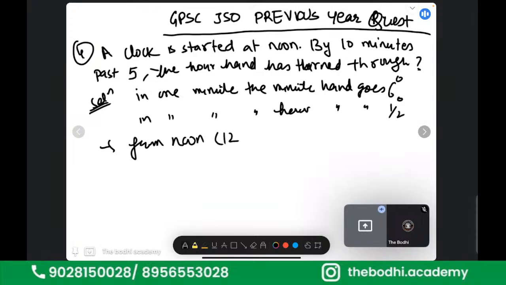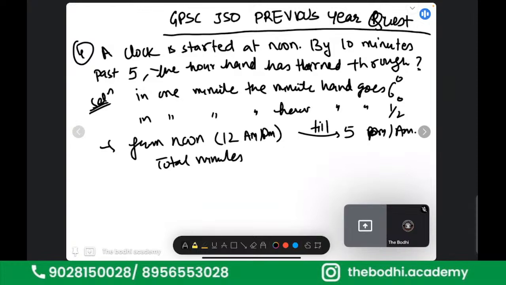noon is what? 12. Exactly at 12 a.m. you say, p.m. you say, doesn't matter. Exactly at 12 till 5 p.m. you say, a.m. you say, it doesn't matter. Till 5, total minutes are how much? 5, then 10, then 15, then 20, then 25. There are 25 minutes.